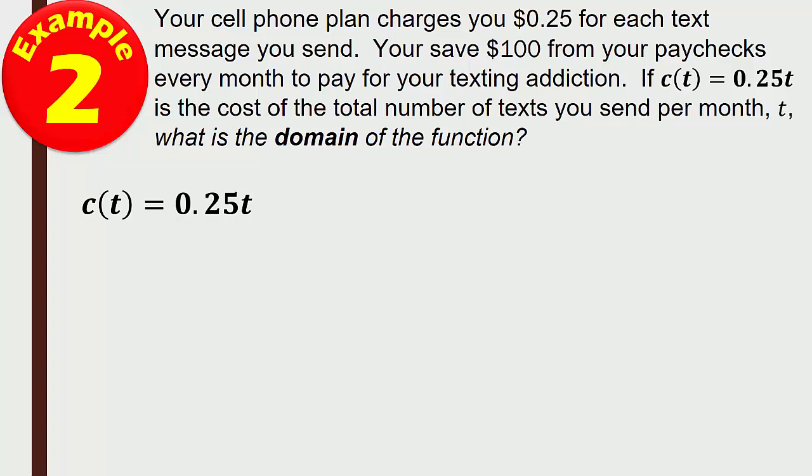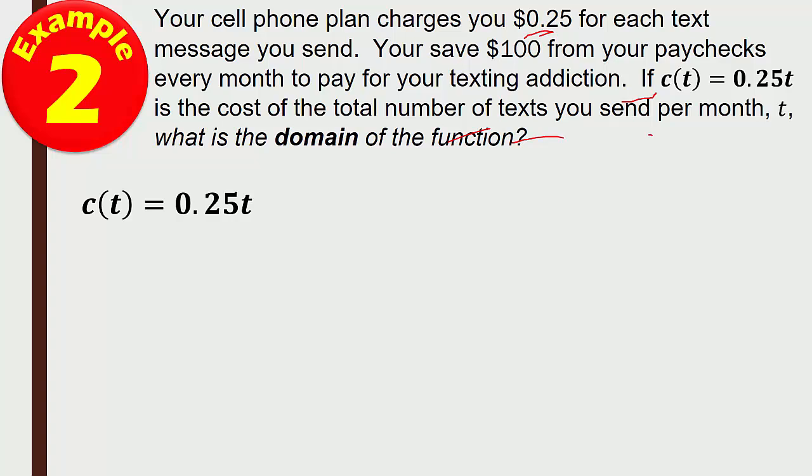Second example. Your cell phone plan charges you 25 cents for each text message you send. You save $100 from your paychecks every month to pay for your texting addition. So if the cost, C of t, is 0.25 t, and that t represents the number of texts you send per month, what's the domain of the function?